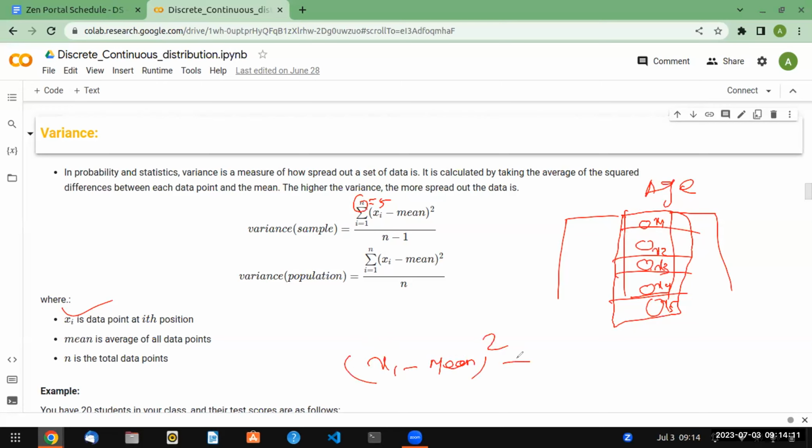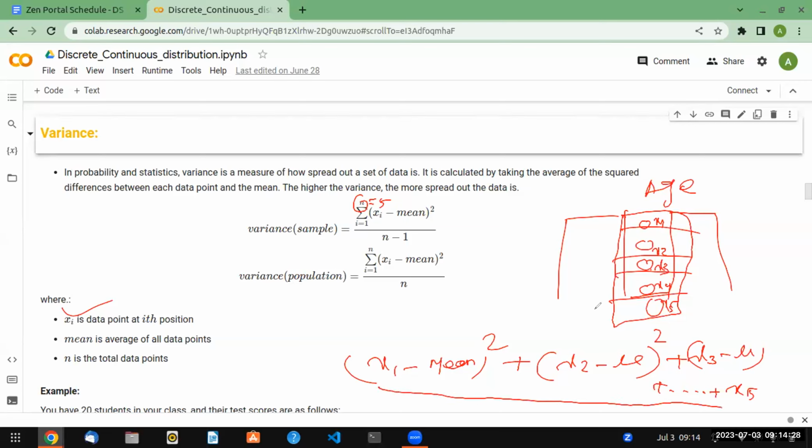square plus x2 minus mean, I am writing mu, square plus x3 minus mu square plus, like this you have to write till x5, because you have 5. So this means this whole term. Simplifying to write it in a simple way, you use this summation of xi minus mean square. That means i is a variable which will vary from 1 to the number of data points you have. In this particular example, we have 5. So i will vary from 1 to 5.